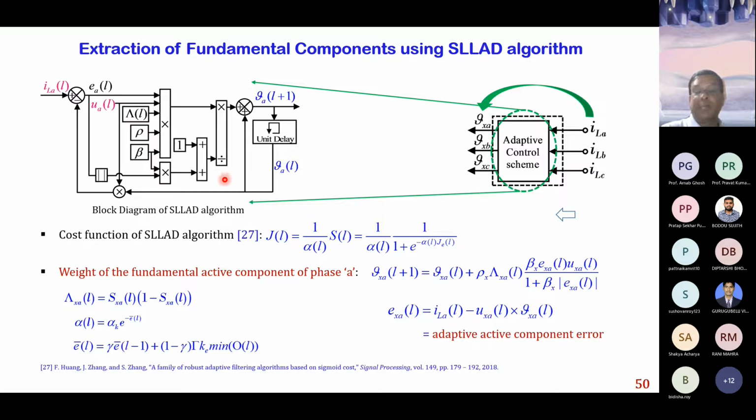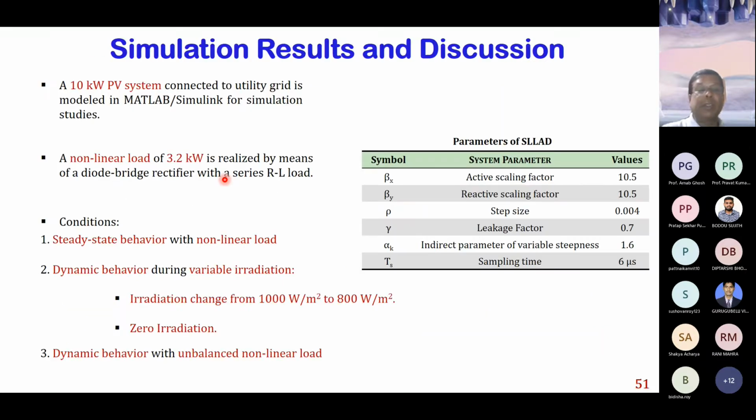factor introduced in the adaptive algorithm. And what we do here is that we simulate this algorithm on the same 10 kilowatt PV system and 3.2 kilowatt nonlinear load with diode bridge rectifier RL load, steady state behavior under nonlinear load, and dynamic behavior under variable irradiance. And we also consider the unbalanced and nonlinear loads. We have considered these system parameters: active scaling factor, reactive scaling factor, step size, leakage factor, and we have the indirect parameter for the stiffness, and we have the sampling time the same as previous.